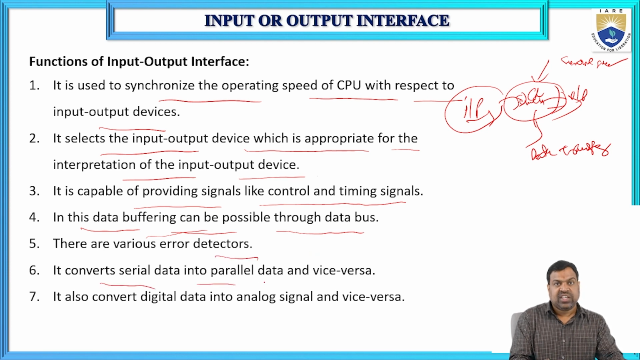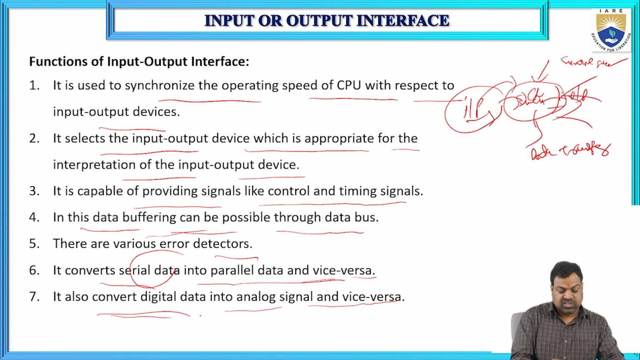It converts serial data into parallel data and vice versa, and it also converts digital data into analog and analog to digital, vice versa. When I'm giving input it is serial, but the output may be parallel connections. And it converts digital data into analog. Means the data in the CPU may be in digital form. Suppose I need a printer, so digital to analog. A printer gives an analog hard copy. So digital is a soft copy, soft to hard, maybe digital to analog.